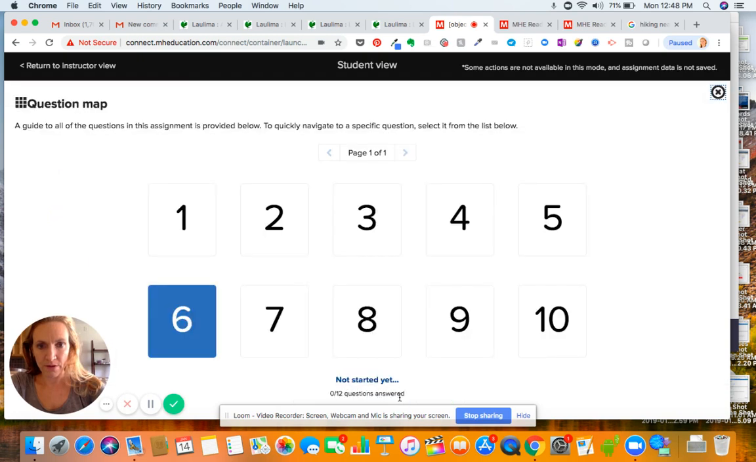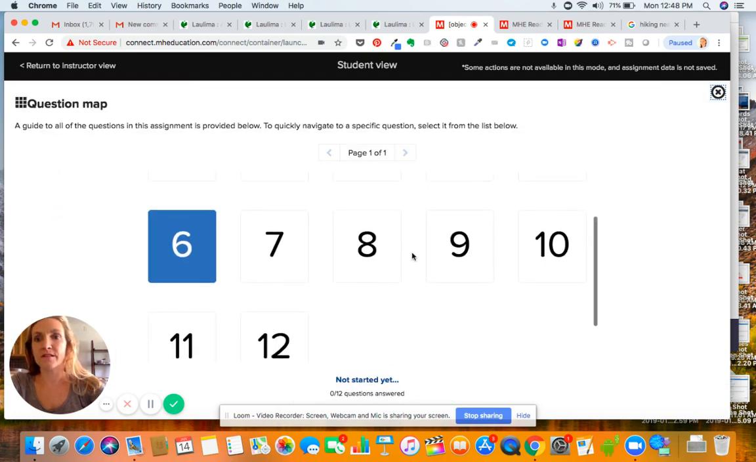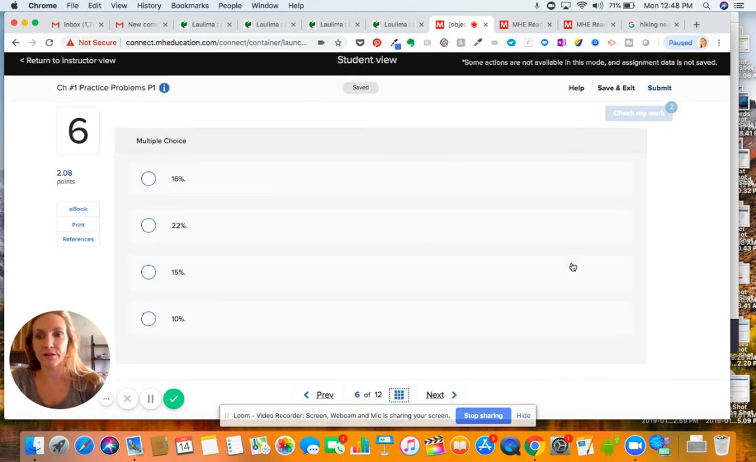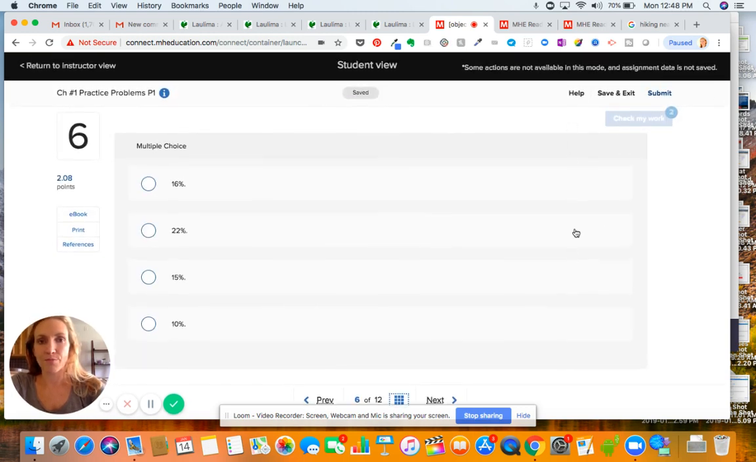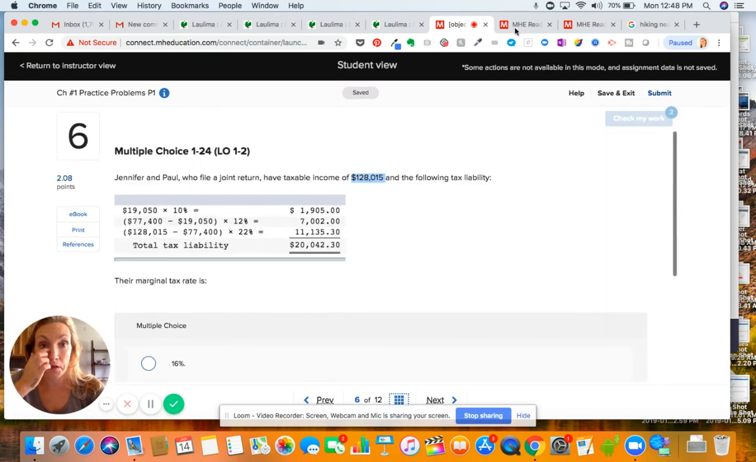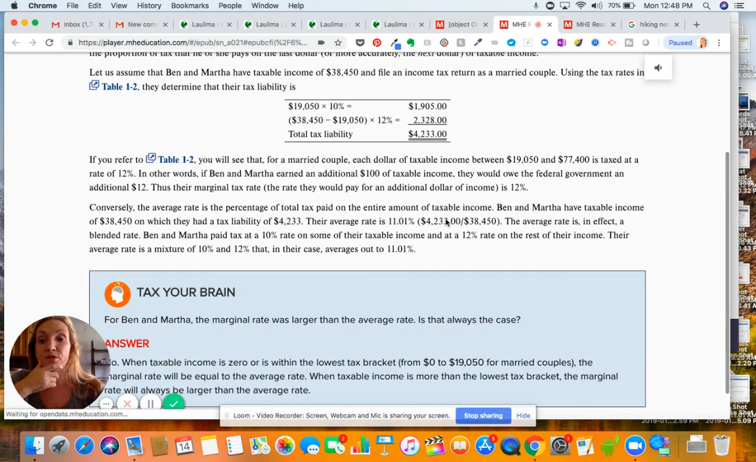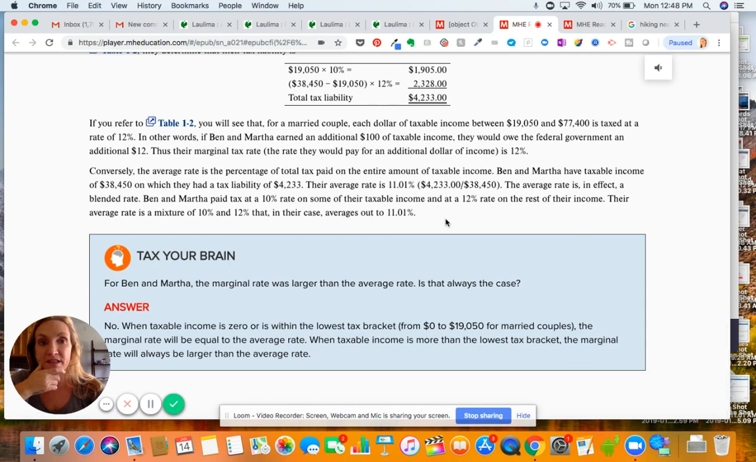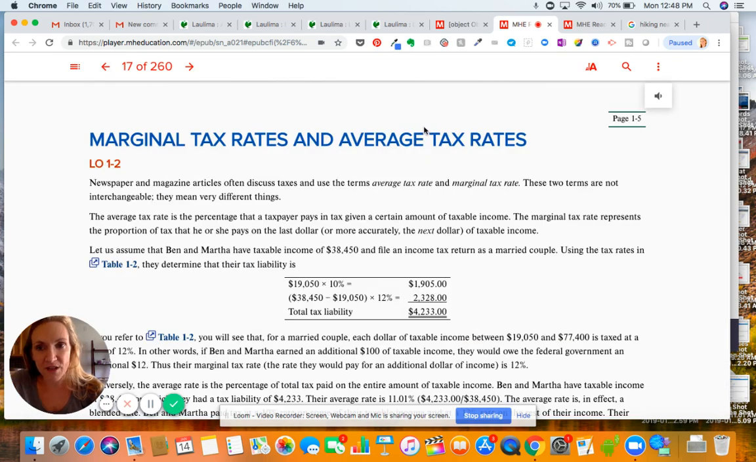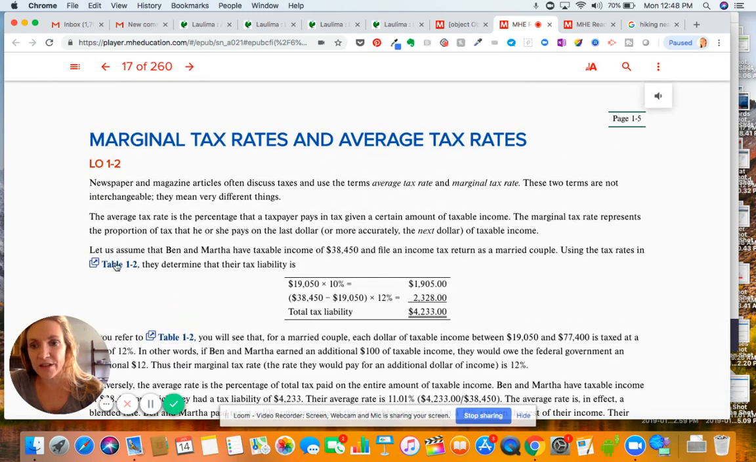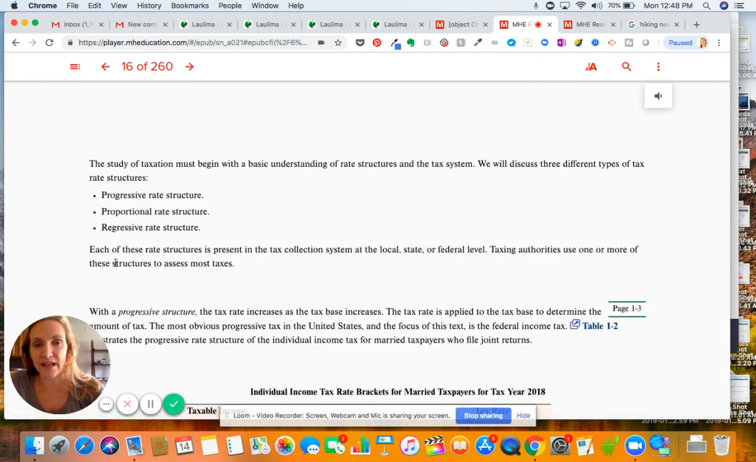Let's see, we should have a few other features. Ooh, this is a map so that you can click around in the questions. And this is how we check our work over here. We have to make a selection first. Okay, marginal tax rate. Of course, you should have read this in the last assignment. If you need a refresher, you can freshen up. Here we see them referring to table 1-2, so I'll click that link.